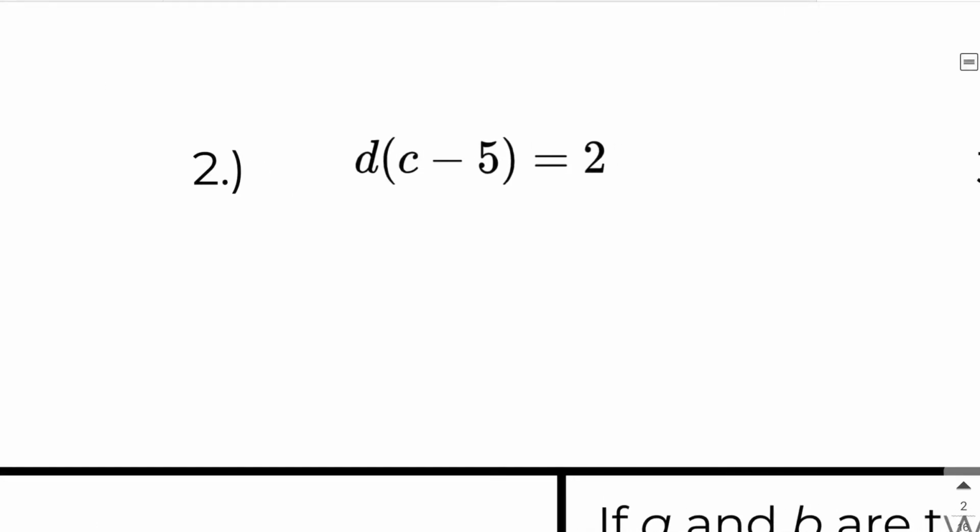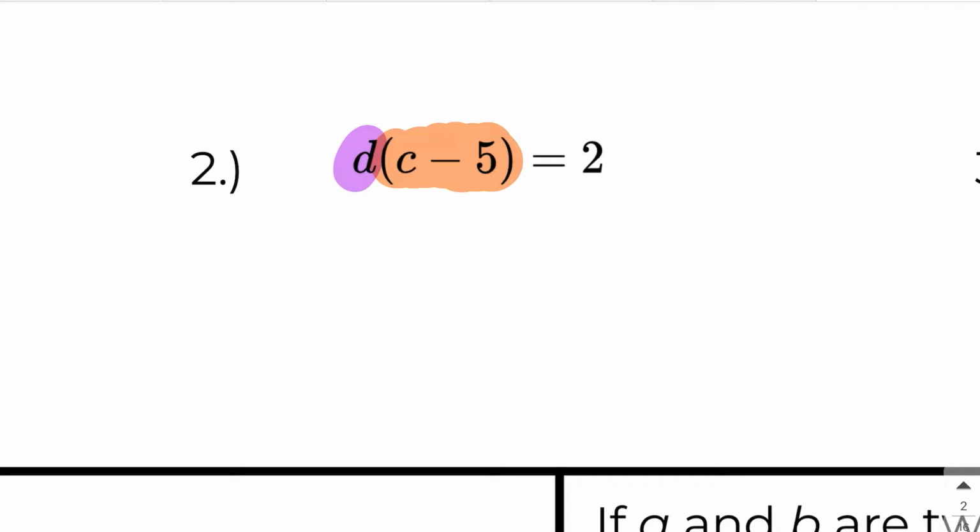So in number two, this one's a little bit trickier, because it's saying that D times (C minus 5) is equal to 2. So here I have two different expressions being multiplied together. The first one is D, and the second one is this C minus 5. And when I multiply those two numbers together, I get 2. Well, if I do it like this, then I can say that D equals 2, for example, and that C minus 5 equals 1, because if I multiply 2 by 1, I would get 2.